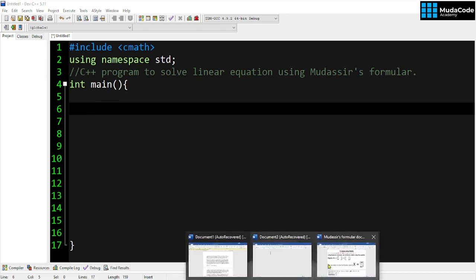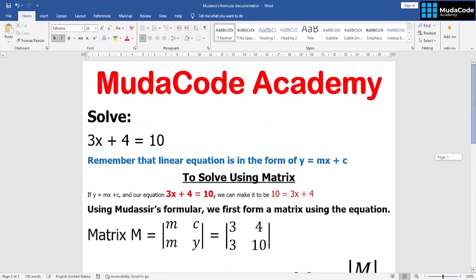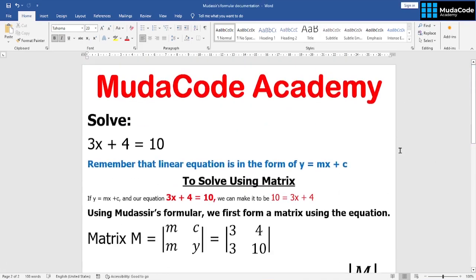Let's check this here. As you can see, a linear equation is normally in the form of, for example, 3x plus 4 equal to 10. If you translate this equation into a word problem, you can say 3 multiplied by an unknown number, that is x, and we add 4 to the result, we obtain 10. What is the number? That is, find x.